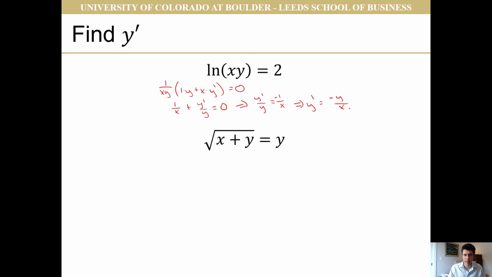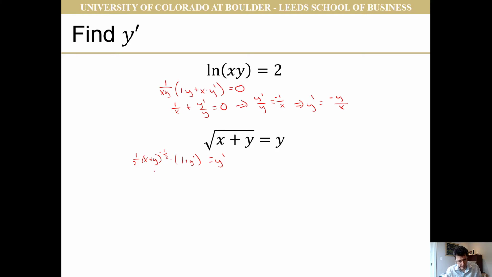All right, next. Square root of x plus y equals y. Again, we have a chain rule here, and then we're going to have a chain rule over the implicit differentiation to get the derivative of y. Okay, so square root of x plus y: 1 half x plus y to the negative 1 half times derivative of the inside function, 1 plus y prime, equals y prime. We need to get all the y prime terms on one side and get the other terms on the other side. So what do we have?